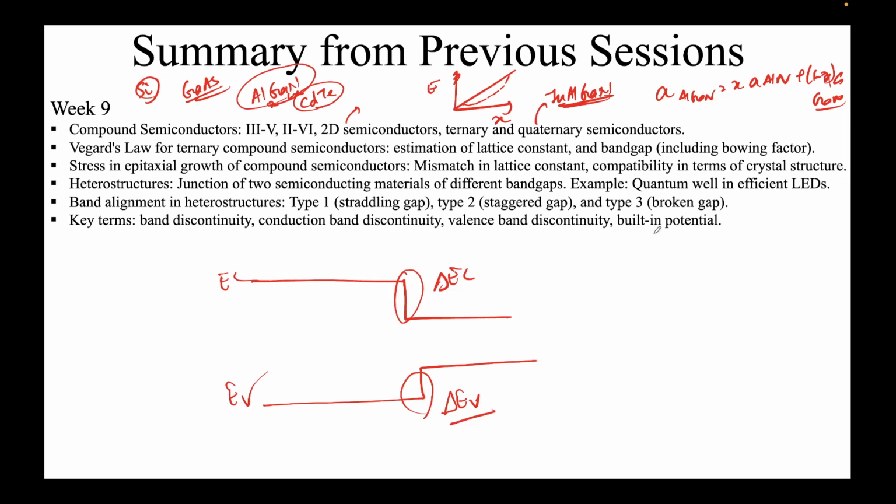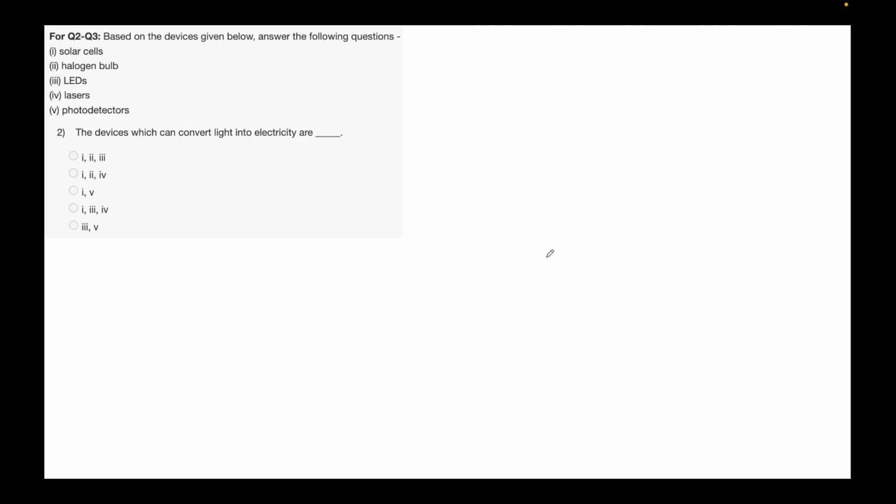And there are various parameters like the built-in potential, which will be there because the Fermi levels need not be the same for the left and right semiconductor, and thus there is a built-in potential, which I'm not talking about here, but it's there in the lectures.